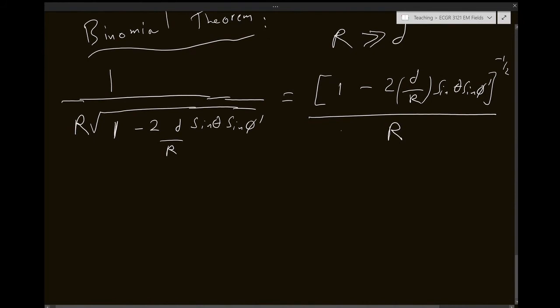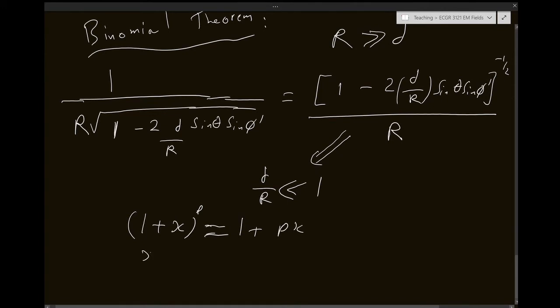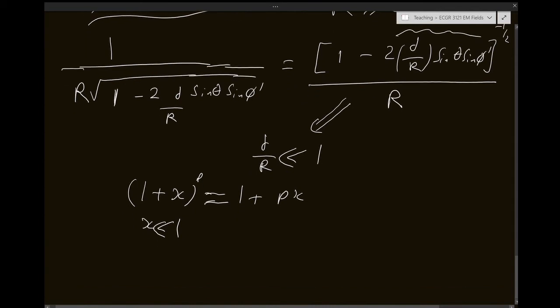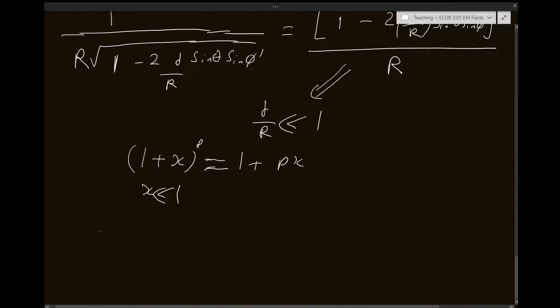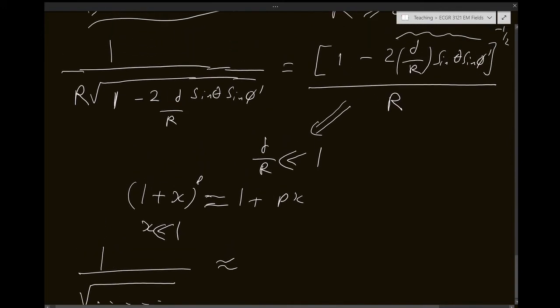Okay, now here d over R is much less than 1. So we can apply the binomial approximation here, where 1 plus x to the power p equals, approximately, 1 plus px if x is much less than 1, right? Because d over R is much less than 1, this whole term here is much less than 1.